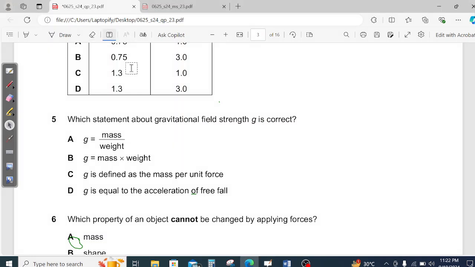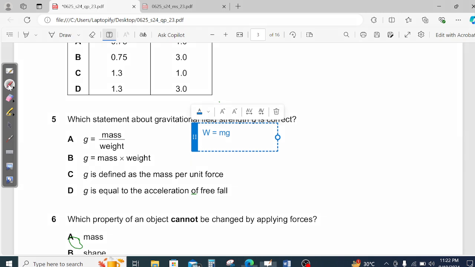So you have to understand what the weight is. W is equal to mg. But in the first option, if you multiply weight with g, you will get mass is equal to weight into g. So this is an incorrect formula. I have written here the correct formula, W is equal to mg. Then g is equal to mass multiplied by weight. No, it is also incorrect.